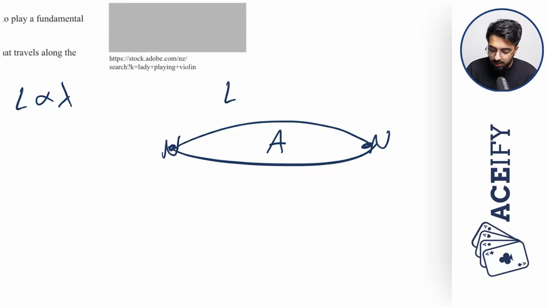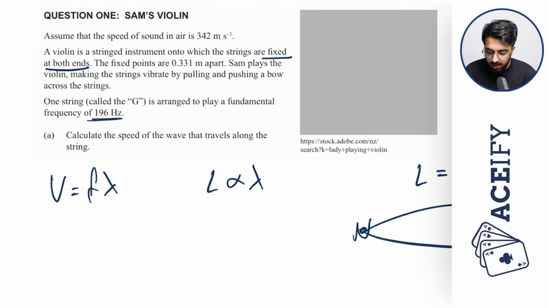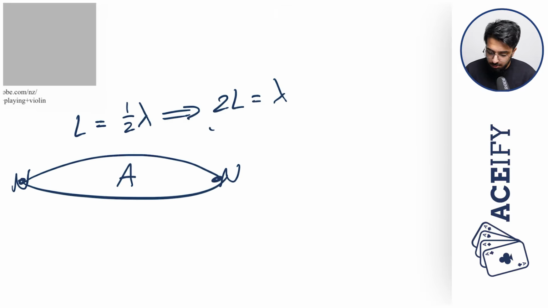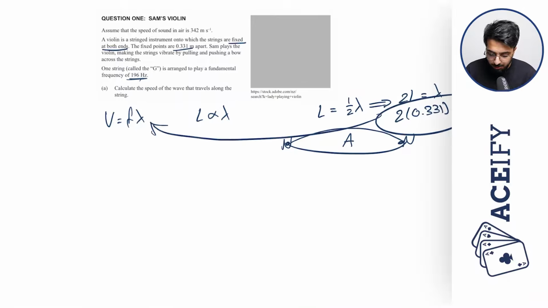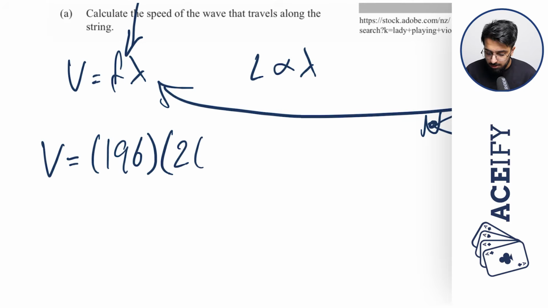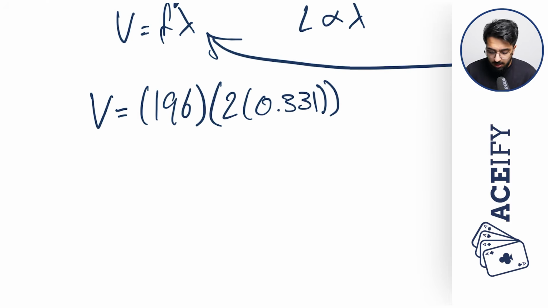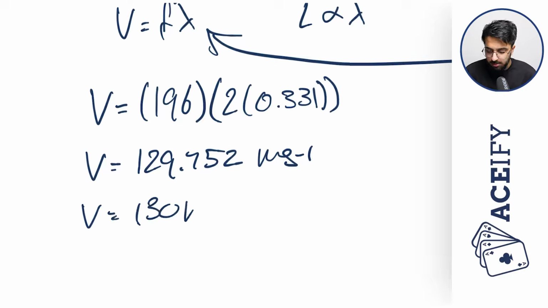And from here we can see that our length is equal to 1/2 of a wavelength, and so therefore 2 times our length is equal to 1 wavelength, and our length is given right here as 0.331, and so 2 times 0.331 is equal to our wavelength. And so now we can simply plug this in to here and plug our frequency into here, and we get the velocity of the wave is equal to our frequency, which is 196, times our wavelength, which is 2 times 0.331, and this gives a velocity of 129.752 meters per second, which we can round to 130 meters per second.